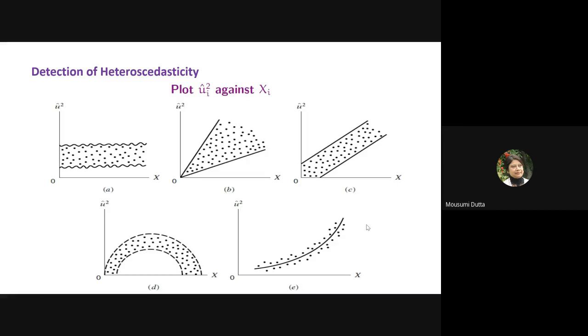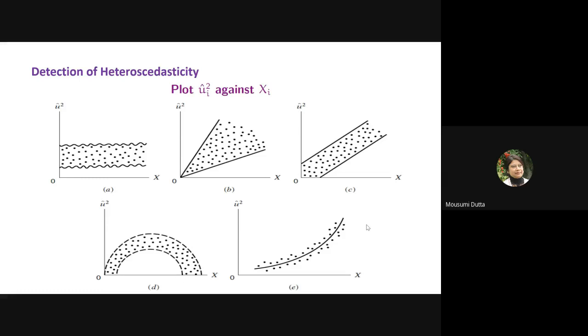Now, detection of heteroscedasticity. We will get raw data on yi and xi. Whenever you go for any kind of empirical investigation or empirical research, you will get only raw data on xi, yi. Looking at the data, you will not understand anything. So we have to understand what can be the detection method of heteroscedasticity, because if there is heteroscedasticity and you apply the OLS technique, all of your results will be wrong.